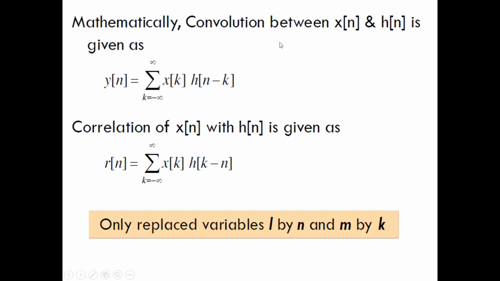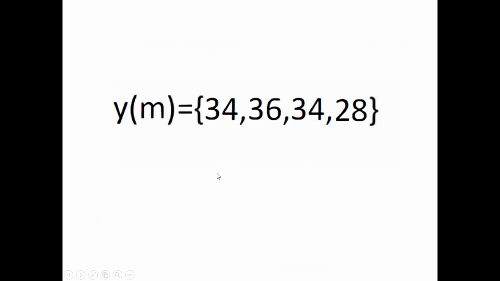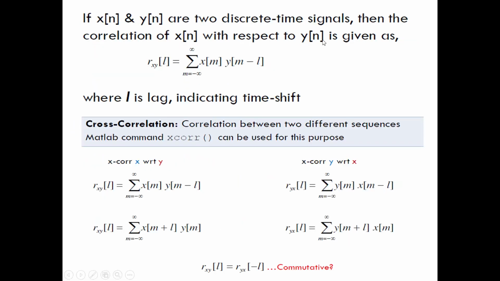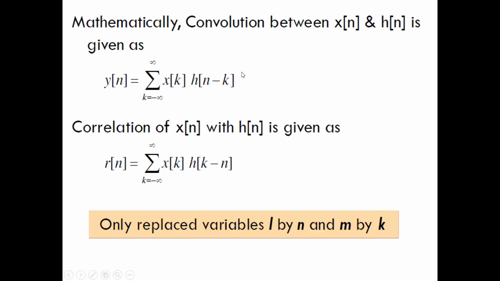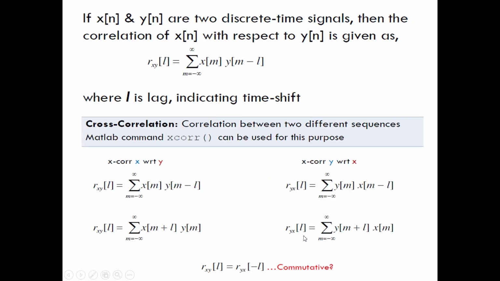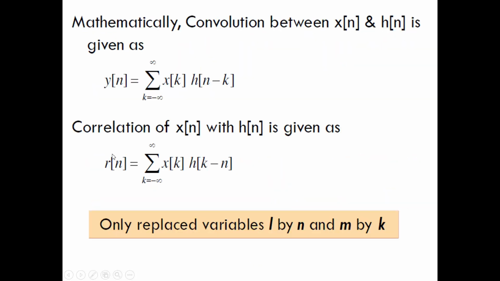Now mathematically, convolution between x[n] and h[n] is given by this formula. Correlation of x[n] with h[n] is obtained by simply replacing l by n, and m in the previous formula by k. If we do that, we get the correlation formula r[n] equal to the sum of x[k] into h[k minus n].